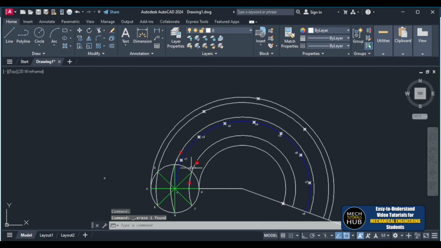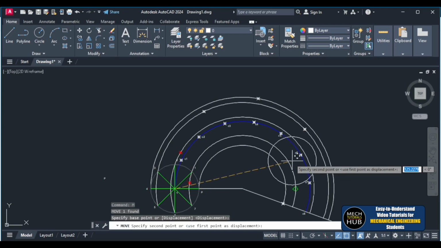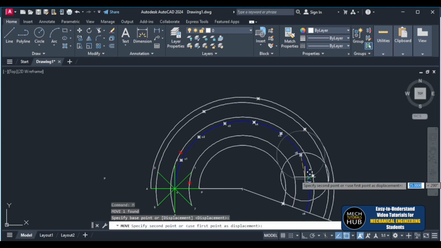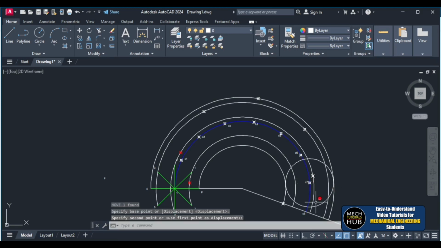I'll take circle, move with respect to the center. I'll try to place a sixth point at 6. Intersection of circle and this curve, that point is important. PO enter, here is the point. Again circle, move, enter, center, seventh point. Intersection of these two. PO enter, here is the point.